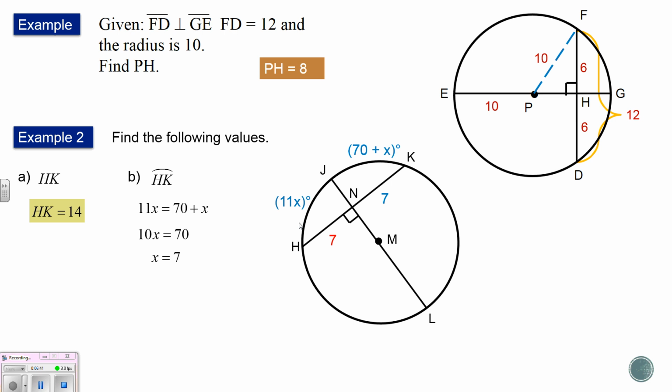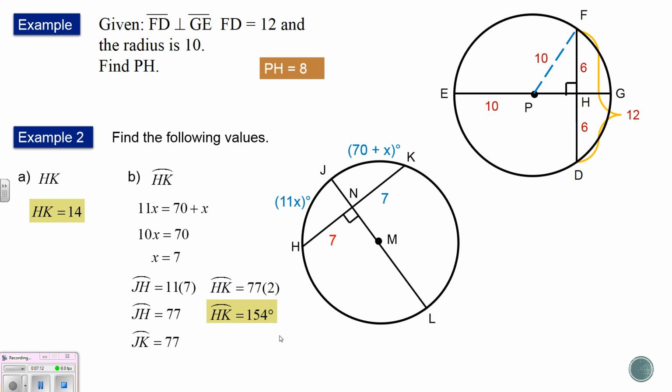And I can do it here or I can do it there. It really doesn't matter. I'm going to plug it into the easy one. 11 times x is 77. But that's not the final answer, right? Because that's only HJ. We want arc HK. So I know that this arc has been bisected, so I can just take that 77 and multiply by 2, or add 77 plus 77, either way, and I get 154 degrees.